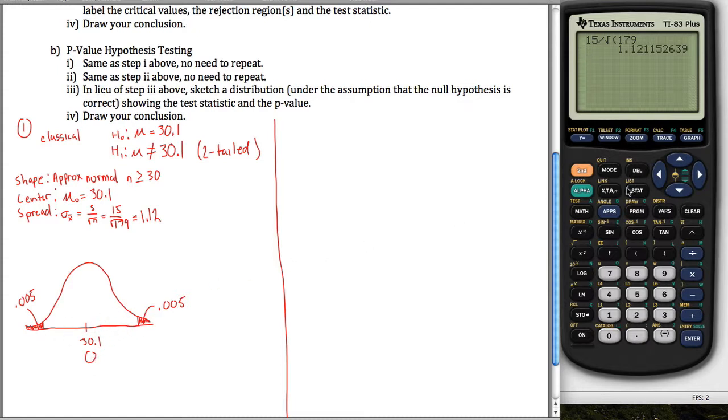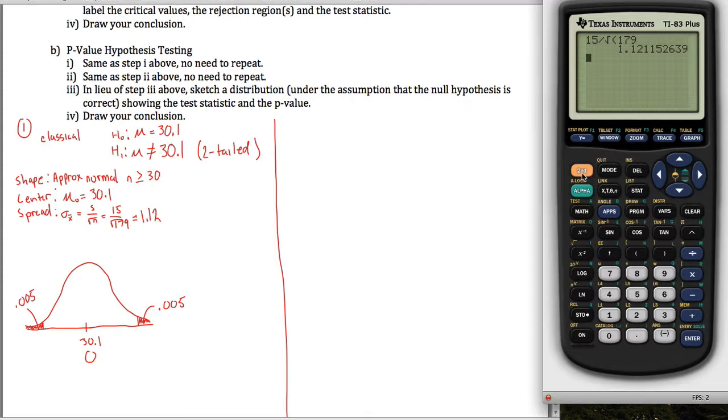You can do that on your calculator if you have the inverse t function. If you hit second and then distributions and you have inverse t in here, you can use that. Just put in 0.995, comma, and then however many degrees of freedom you have, which is always 1 less than n. So you could figure out this value down here by using inverse t, comma, 0.995, comma, 178.